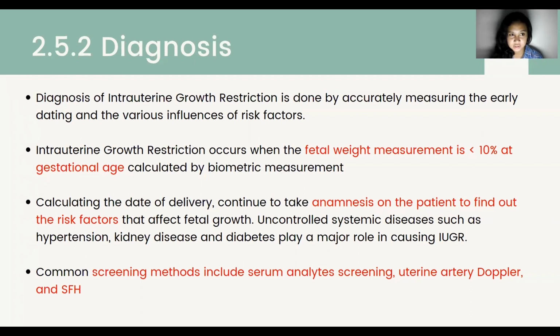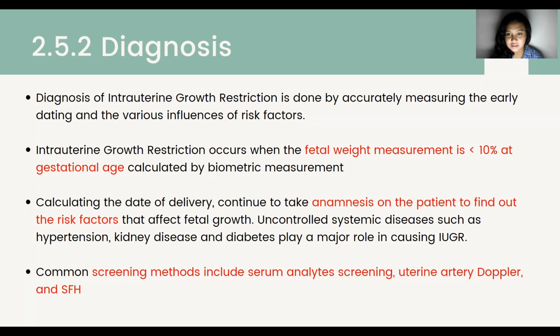It's about the diagnosis. Diagnosis of intrauterine growth restriction is done by accurately measuring dating and the various influences of risk factors. Intrauterine growth restriction occurs when the fetal weight measurement is under the 10th percentile for gestational age, calculated by biometric measurement. First, we start by calculating the date of delivery, then take an anamnesis of the patient to find out the risk factors that affect fetal growth.